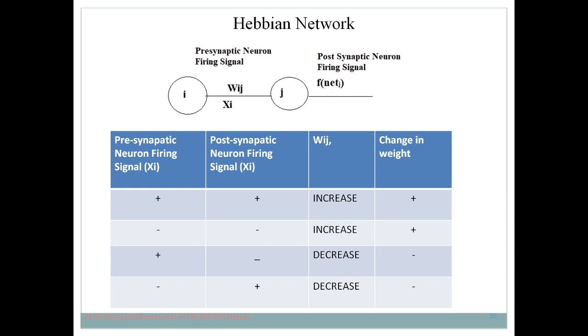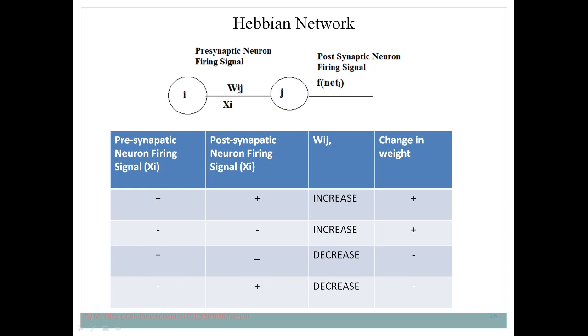So in this case we have two neurons, i and j. This is a weight between these two, and xi is the output. Here we are providing this as an input to j, and we consider this as the presynaptic neuron firing signal. And similarly, this is neuron j, the postsynaptic neuron firing signal, and it is represented by f(net j).